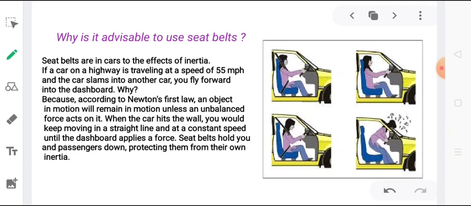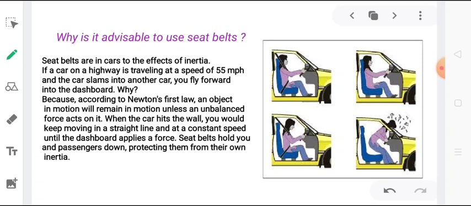Suppose the car is moving at a speed of 55 miles per hour and the car accidentally hits another car or any other object. Then if we are not using the seat belts, we will fly forward into the dashboard and hurt ourselves very badly, because due to inertia, our body is moving with the same speed as that of the car. And as soon as the car stops, our body will tend to remain in the state of motion. It will not want to come into the state of rest instantly. And as a result, we will move forward.